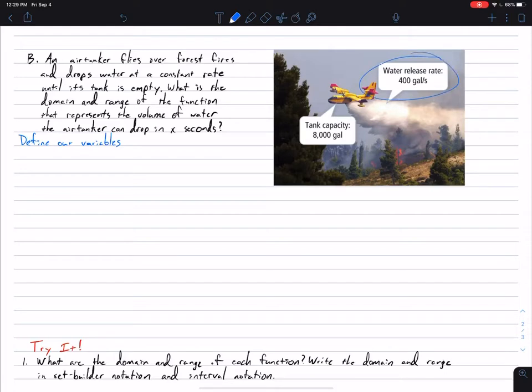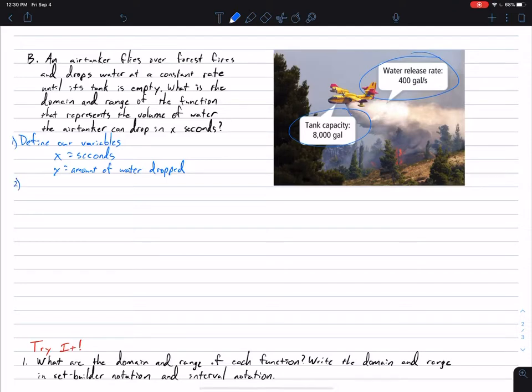And we have some information here and here. So we're going to use X. X will equal the seconds. And then Y is going to be, let's say, the amount of water dropped.